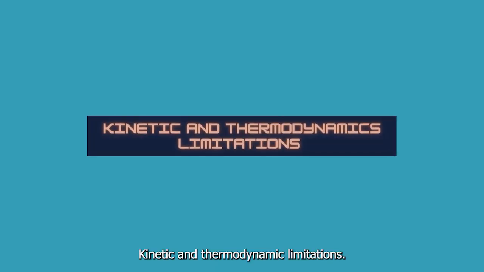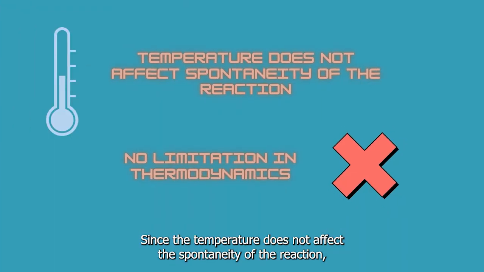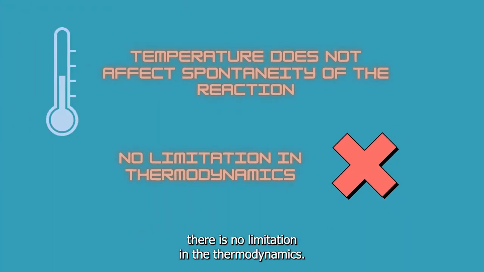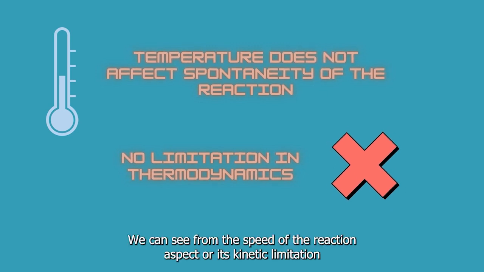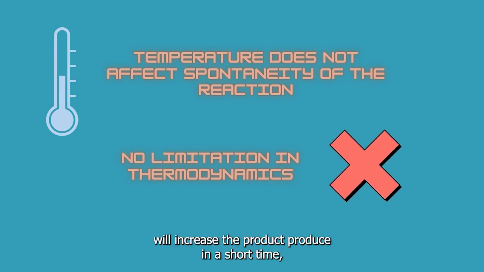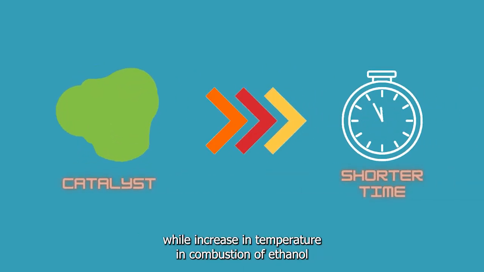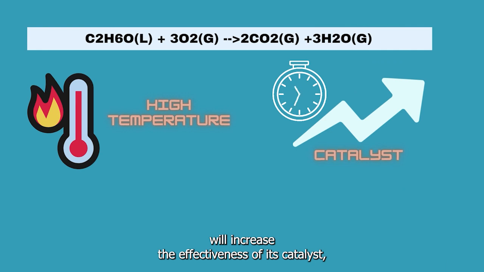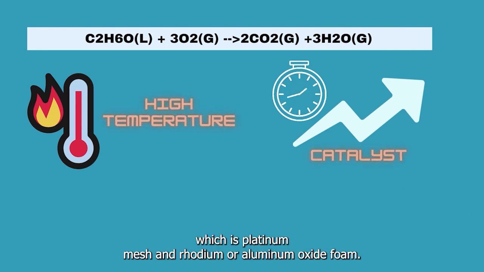Kinetic and thermodynamic limitations. Since the temperature does not affect the spontaneity of the reaction, there is no limitation in the thermodynamics. We can look at it from the speed of the reaction aspect, or its kinetic limitation. Addition of catalysts into the reaction will increase the product produced in a short time, while an increase in temperature in the combustion of ethanol will increase the effectiveness of its catalyst, which is platinum mesh and rhodium or aluminum oxide foam.